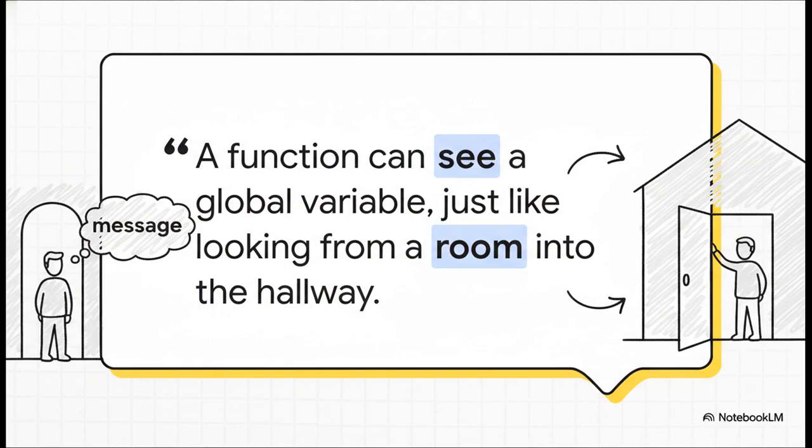But watch what happens when we flip it. Here, we create the message variable out in the hallway, the global scope. Now the function is like a room with its door wide open. It can easily peek out into the hallway and see that global message variable. So when we call the function, it works perfectly, no errors.